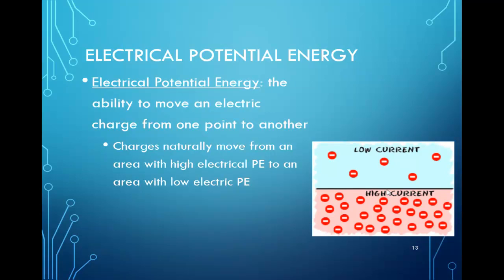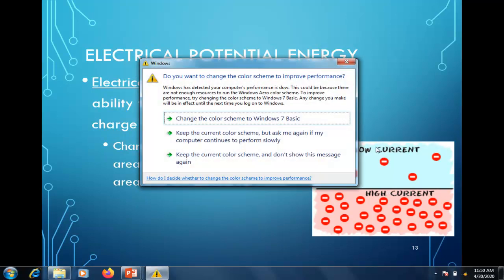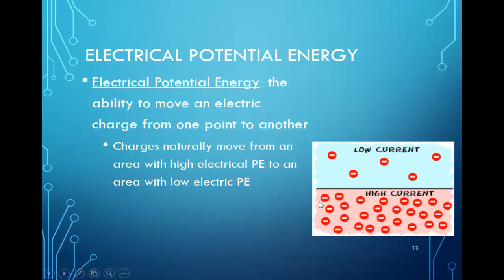Electric potential energy is the ability to move an electric charge from one point to another point. Charges naturally move from an area with high electric potential energy to an area with low electric potential energy. Electric potential energy is measured in volts.